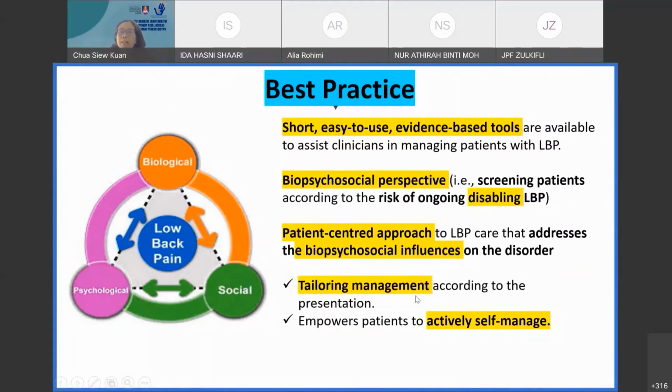Of course, the exercise should be a tailored management. Okay, whatever you use for patient A, please do not use for patient B. Maybe you use more education on understanding of the condition and anatomy for one. But patient B is a physiotherapist who has low back pain, or maybe a rehab doctor with low back pain. Their background is strong in anatomy, so you need to address whatever problem they have. Okay, so empower the patient to actively self-manage.